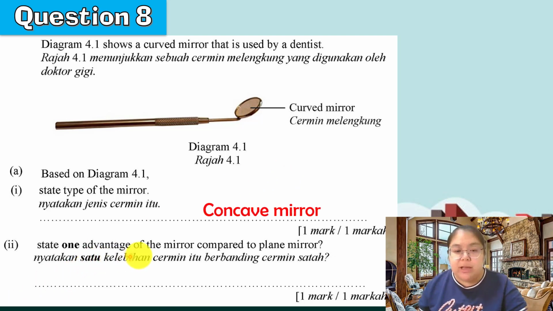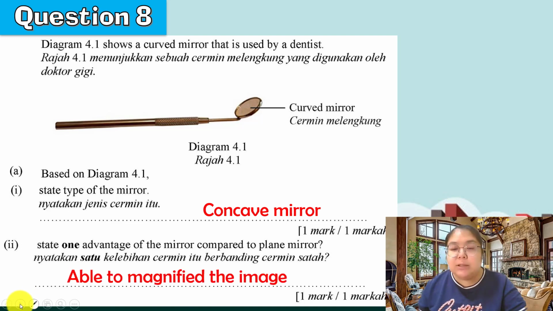State one advantage of using this mirror compared to a normal mirror. Importantly, you want to make the image larger, so we're using the concave mirror. This is one of the advantages, because with a plane mirror you can only see the same size. So your reason is that it is able to magnify the image, or you can say the image formed will become bigger. That's why we choose the concave mirror.